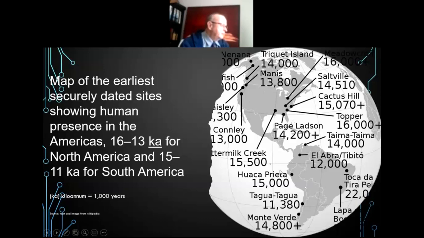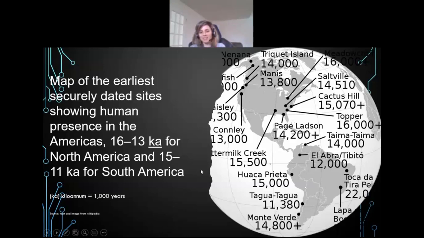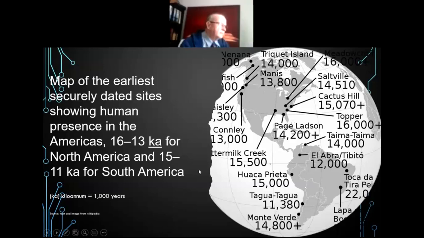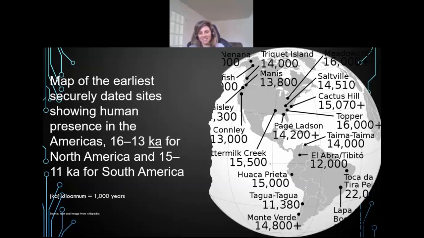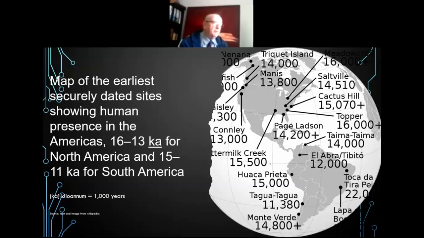So at these sites indicated by the dots, we can see the length of time ago that human presence was first discovered to have been there. And we still believe that Christopher Columbus found the Americas, right? Well, exactly. It depends on which textbook you learned from when you were growing up.